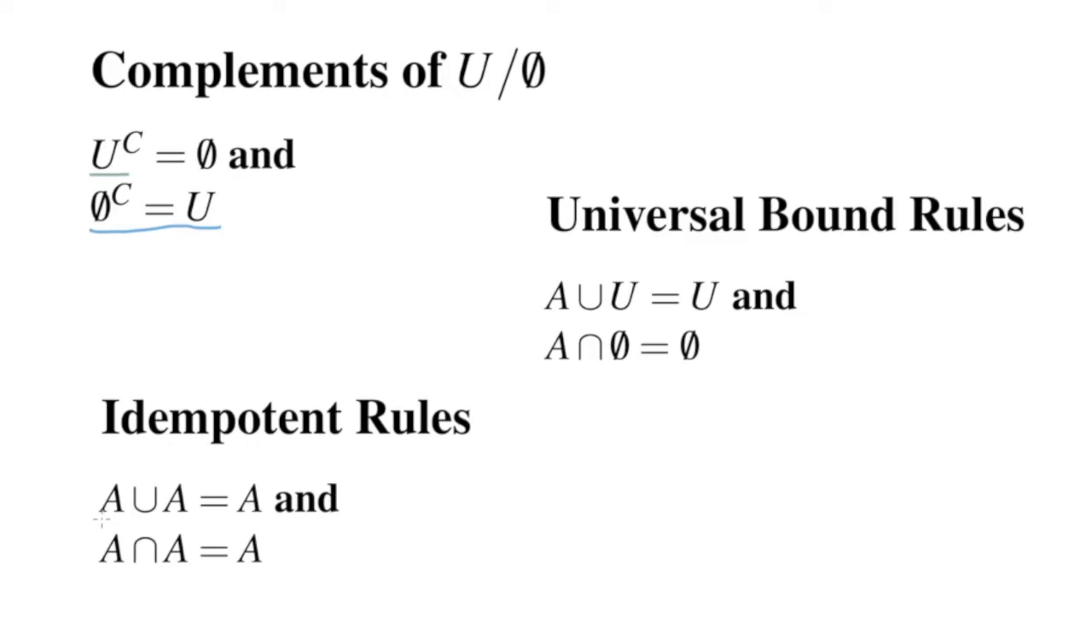So idempotent means it can be the same. All this is saying is that the union of A and A is A, and the intersection of A and A is A. It's pretty straightforward, right? If we have a set A, the union of A and A is the set of things that are in either A or A. Well, that's just A. The intersection of A and A is the set of things that are in A and in A. Well, that's just A as well. So if we take the union of something with itself or the intersection of something with itself, we just get that thing on the other side of the equal sign. So those are the last and final set identity rules.